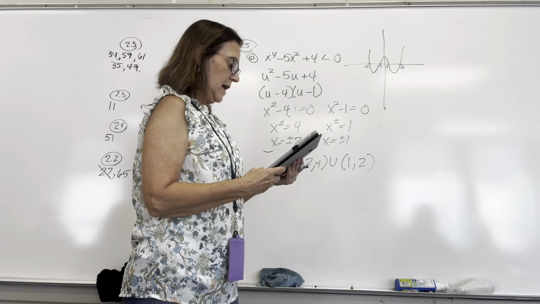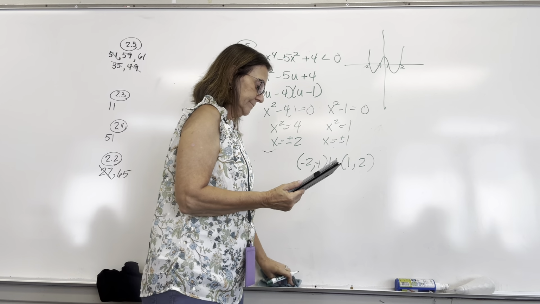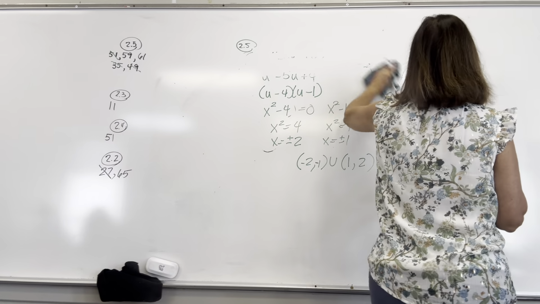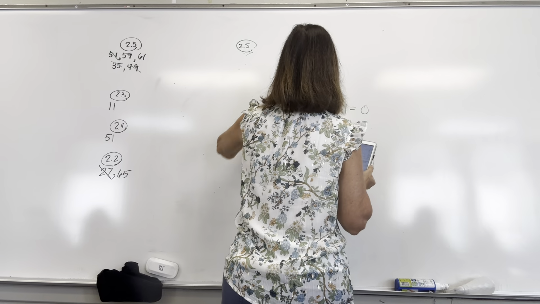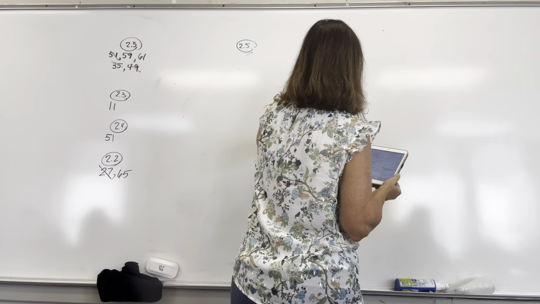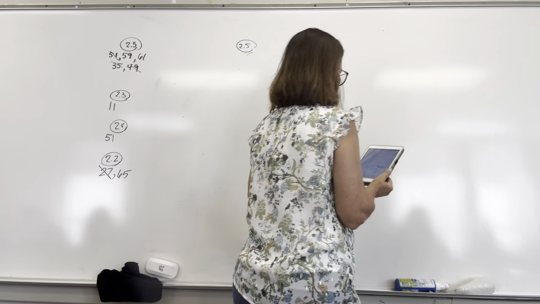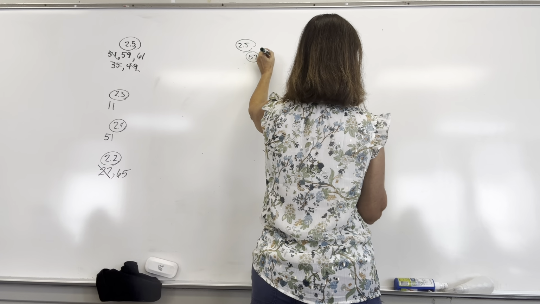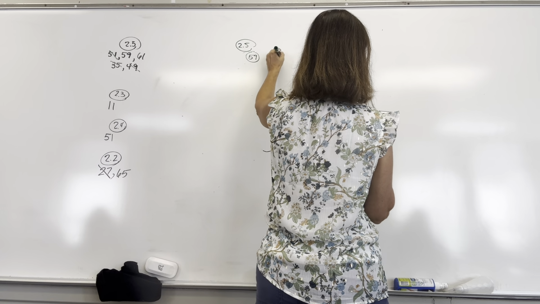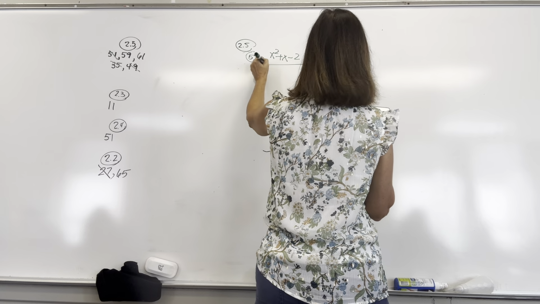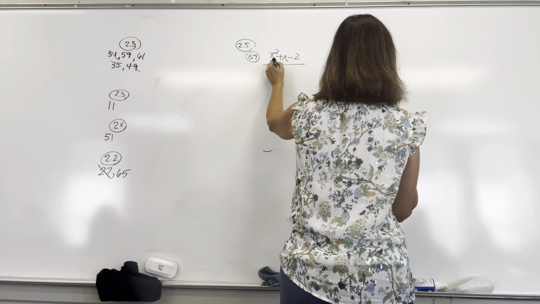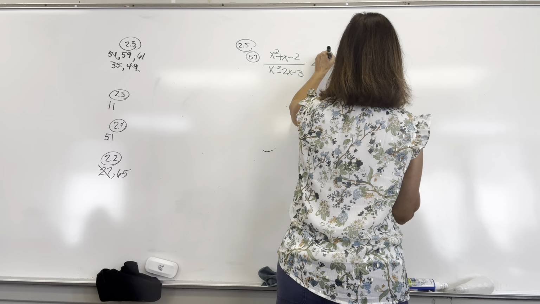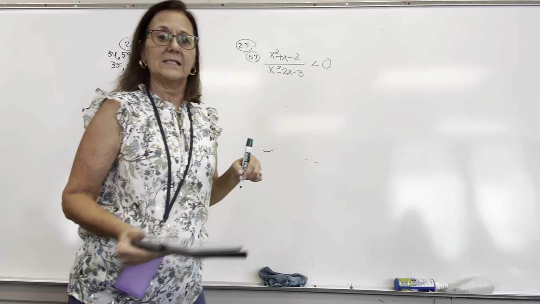All right, 59. Tell me what I need to think about for 59. The bottom should not equal zero. The denominator cannot equal 0. But I'm looking for below the x-axis.